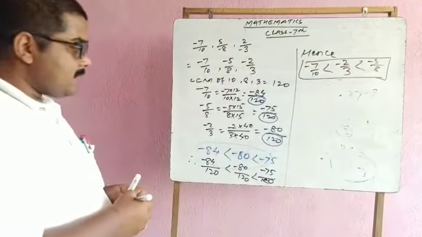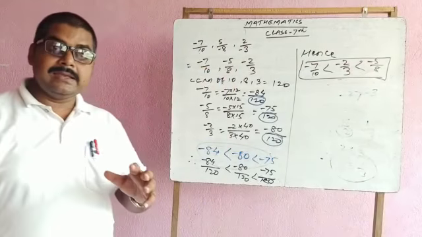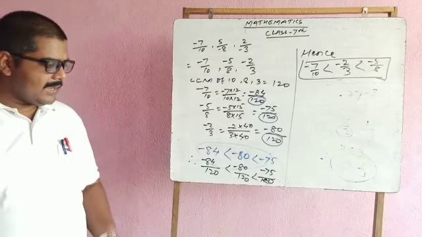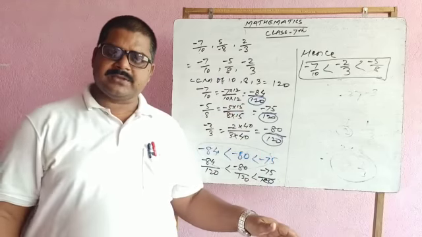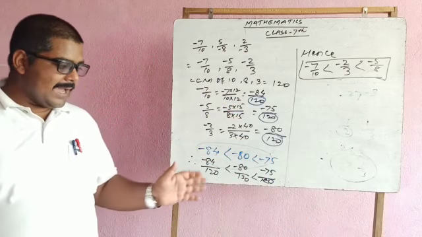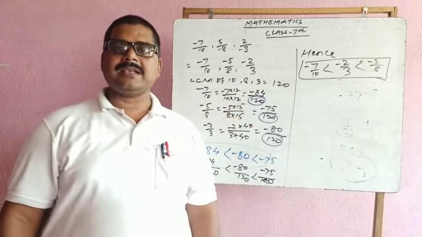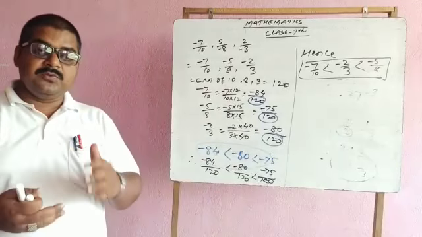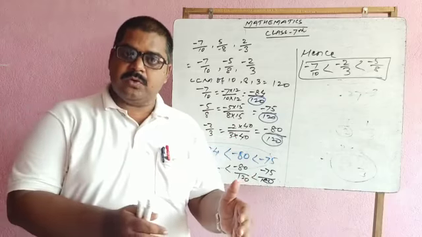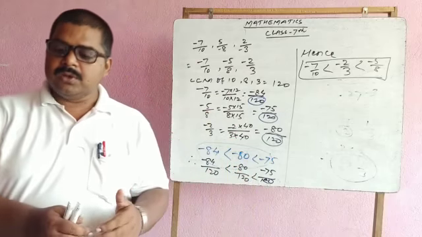One more thing: when it has been given to arrange in the descending order, then you know that you have to do a similar process, but you have to write the greater number first, then smaller, then a comparatively smaller number. So in this way you can arrange the numbers, and it also helps to compare the numbers.